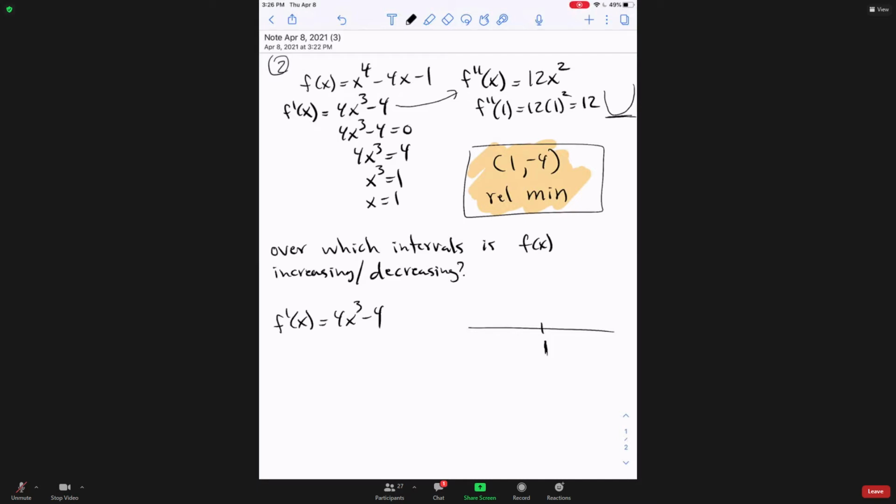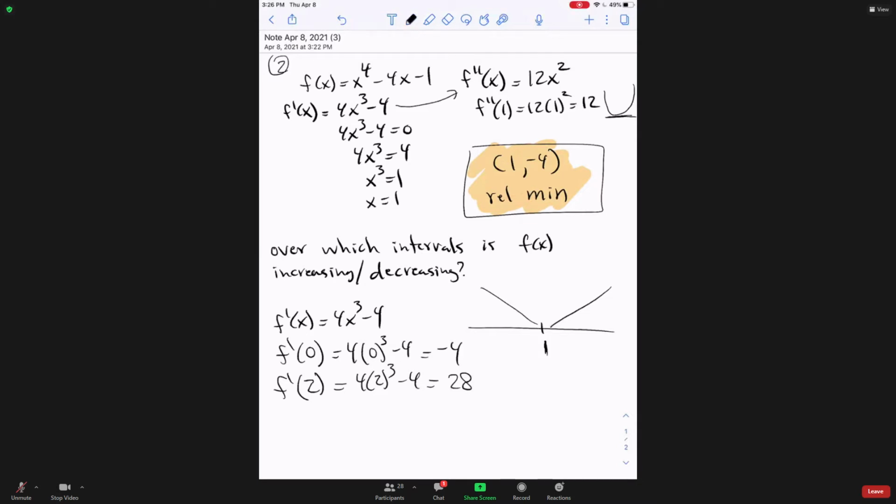So I'm going to pick x equals 0 to represent the side to the left. So you get -4, which is negative, so that means it's decreasing. Now I know it's got to be decreasing and then increasing because I already know it's a relative min there, but I want to still do the work. So let's plug in x equals 2 for the right side. So 4 times 8 is 32, minus 4 is 28, so it's positive. So notice it's decreasing on the left, increasing on the right. That's why it was a relative min.